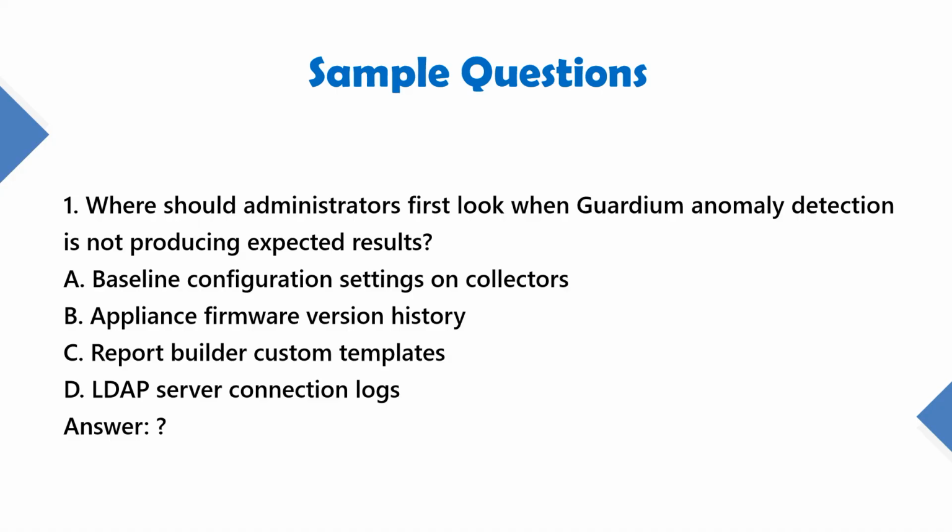1. Where should administrators first look when Guardium anomaly detection is not producing expected results? A. Baseline configuration settings on collectors. B. Appliance firmware version history. C. Report builder custom templates. D. LDAP server connection logs.